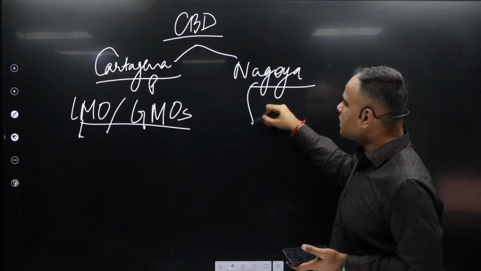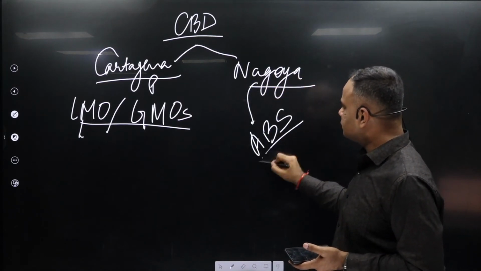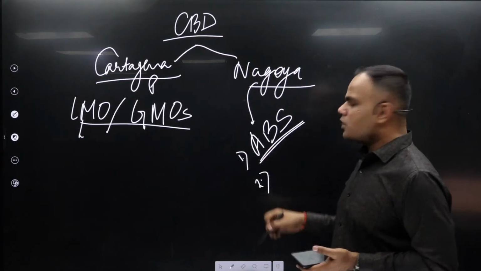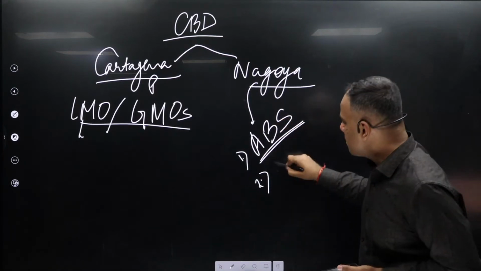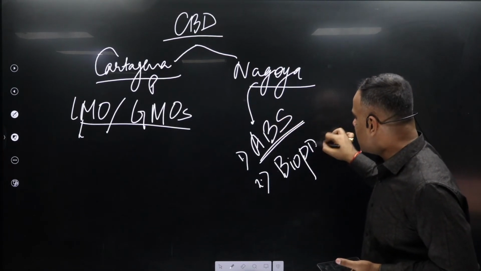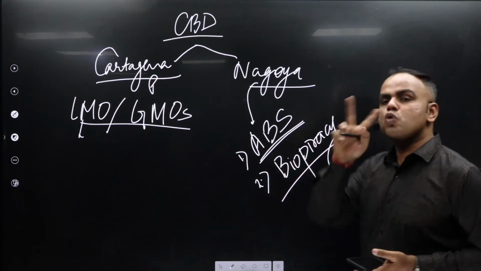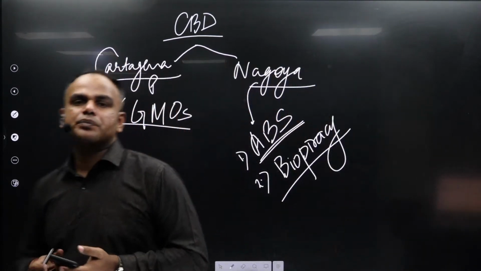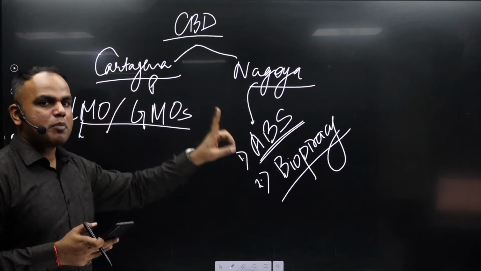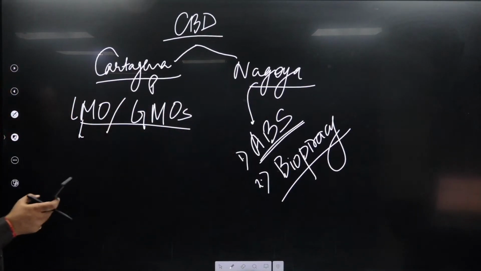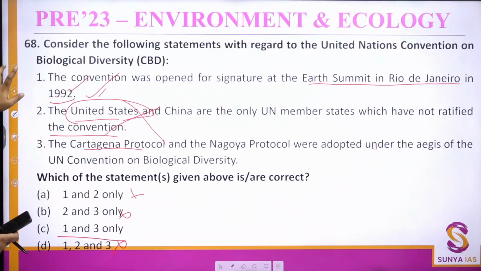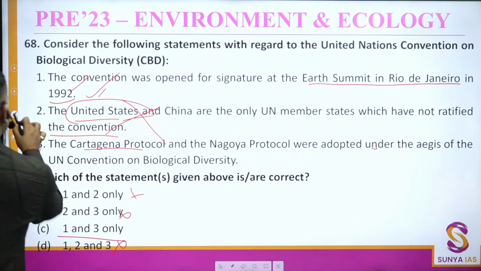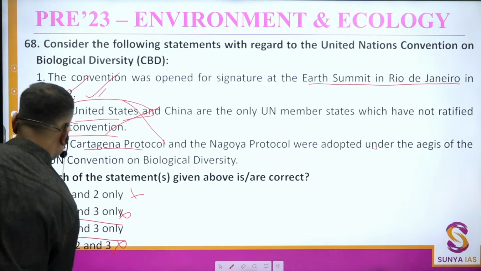Nagoya Protocol talks about access and benefit sharing. It talks about sharing of the indigenous knowledge, sharing the benefits with them, and preventing biopiracy. I've used two terms. One is biosafety of LMO and GMO, and one is preventing the biopiracy. So these are two protocols, very important, and these are under CBD. Okay, so because of this, statement 3 is correct, statement 2 was wrong, so 1 and 3 is correct. Question number 68, 1 and 3.